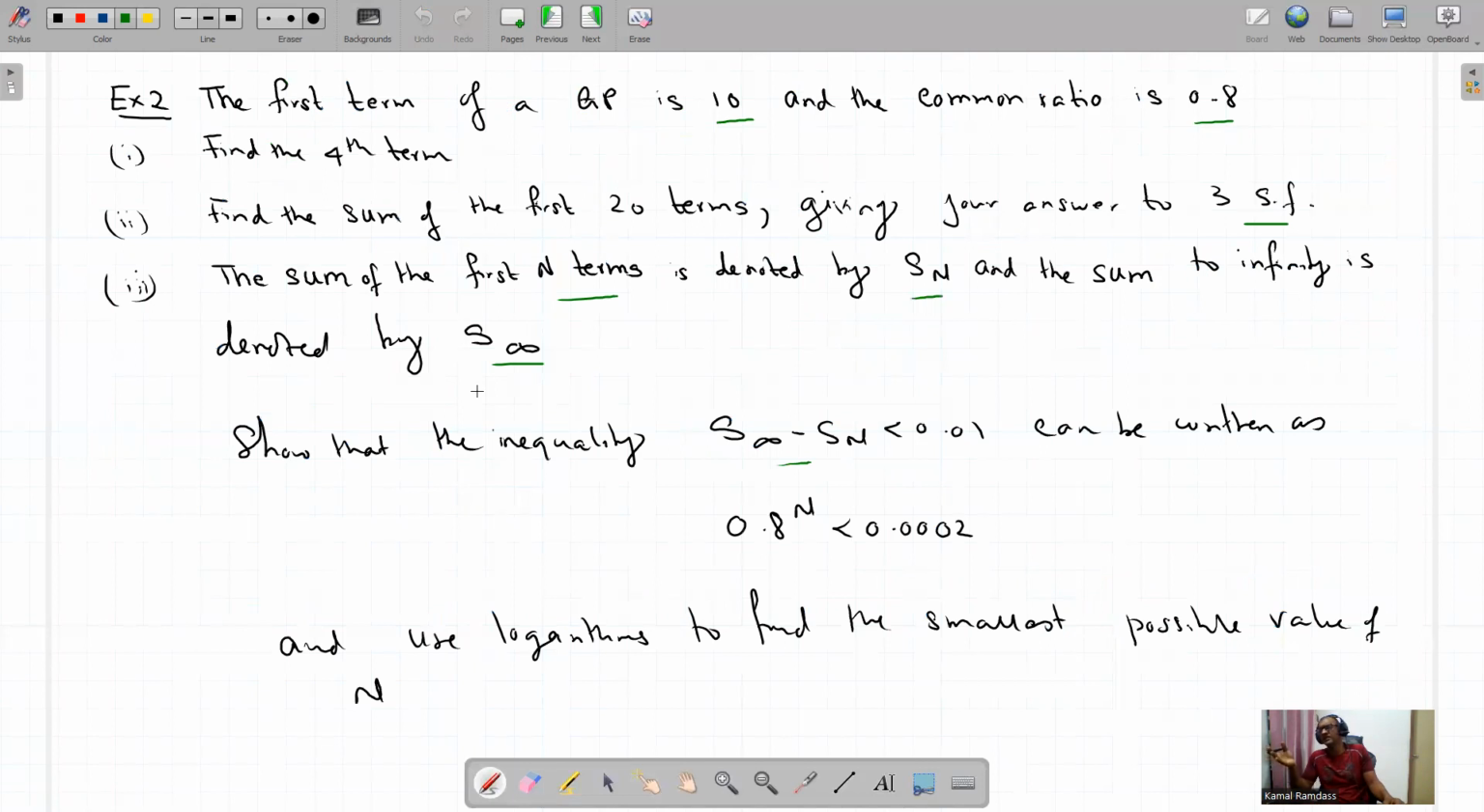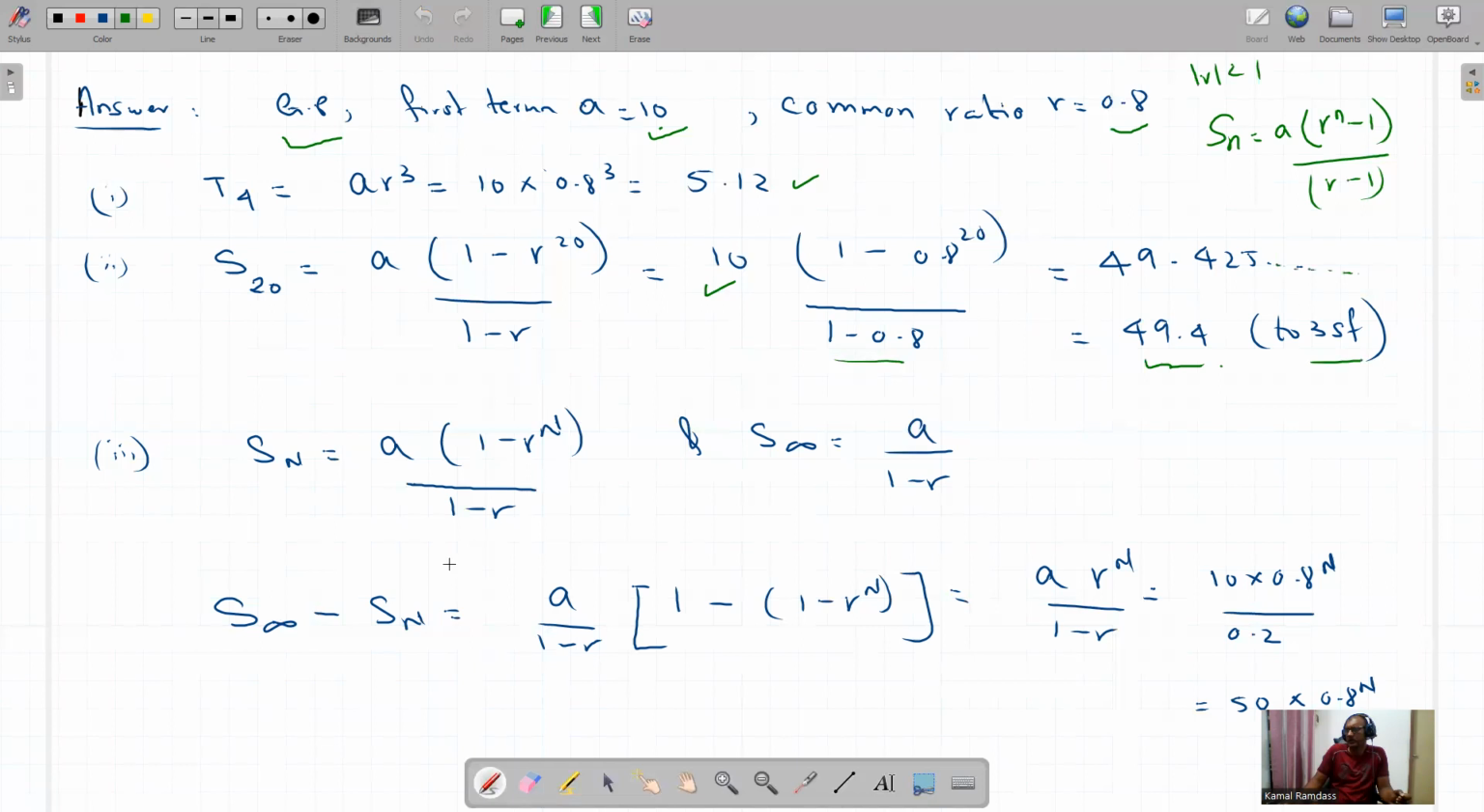Troisième, évidemment, the sum of the first n terms is denoted by Sn and the sum to infinity is denoted by S infinity, et nous avons besoin de trouver S infinity minus Sn. OK. Bon, Sn is equal to, et ça, c'est ce que nous trouvons d'ailleurs.